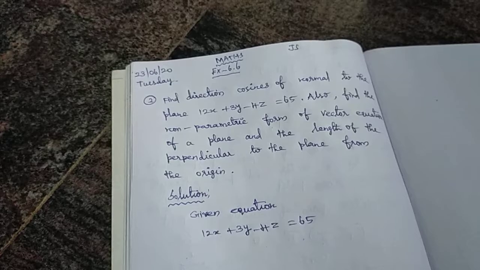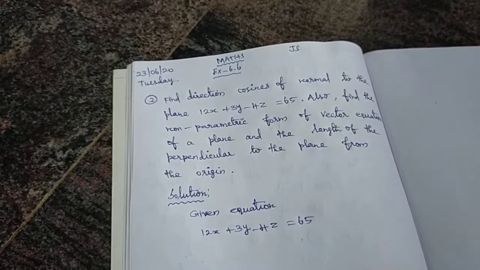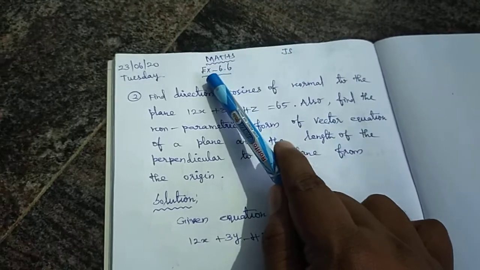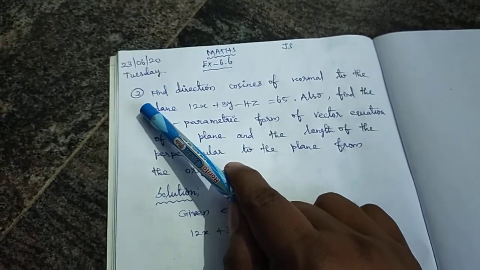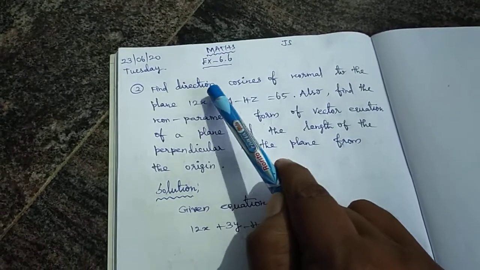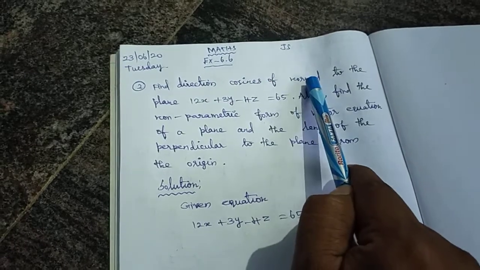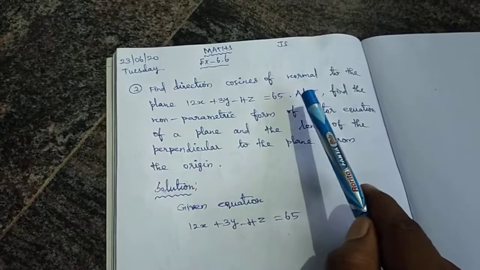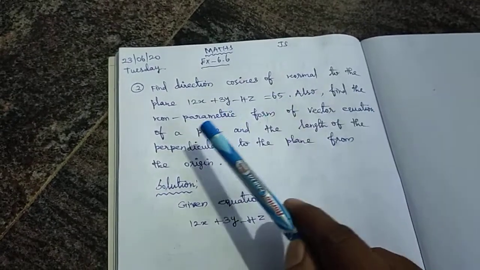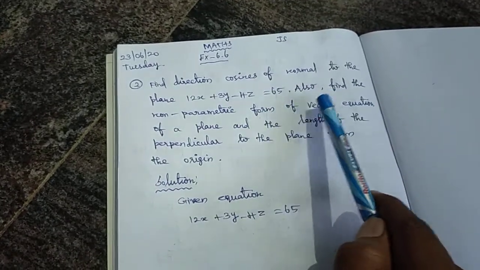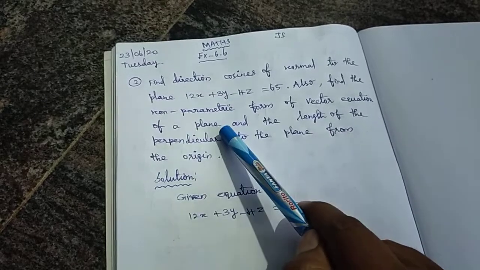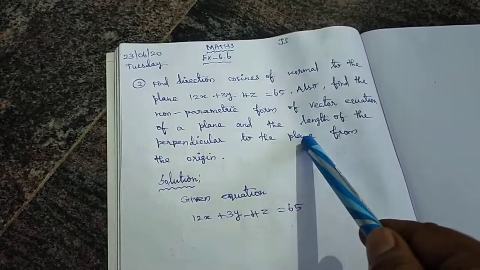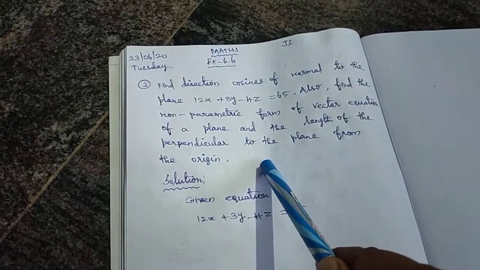Today we are going to see one exercise problem. Exercise 6.6, second sum. Find direction cosines of normal to the plane. The plane equation is given. Also find the non-parametric form of vector equation of a plane and the length of the perpendicular to the plane from the origin.